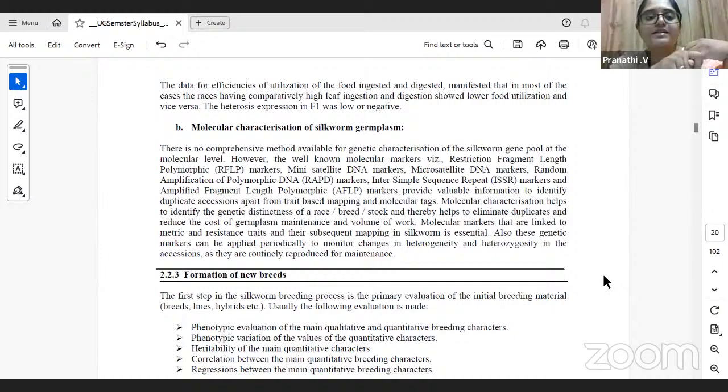So molecular markers are again linked to your metric and resistant traits. So subsequently mapping the silkworm gene is very much essential. Also the genetic markers, if you're going to see if there is any kind of heterogeneity or heterozygosity, if at all, you apply the markers, then you can actually see the changes if at all they're there. So it is a routine procedure to apply the molecular markers to the silkworm germplasm.